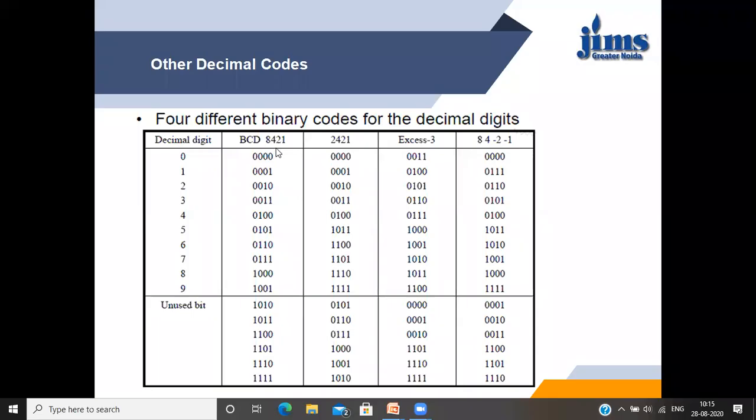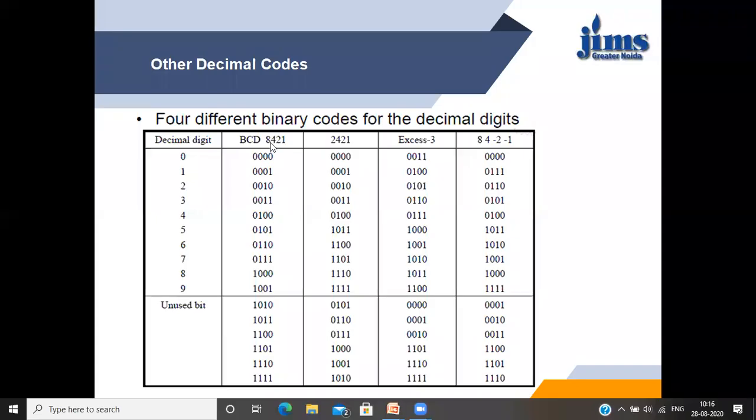So I can say that this bit is 2 raised to the power 0, then 2 raised to the power 1, 2 raised to the power 2, and 2 raised to the power 3 is equal to 8. In this manner, we have written the codes here. 0 is represented by 0000. 1 is represented by 0001, meaning the LSB is 1, so its weight is 1. If I see 6, here 6 is 0110. That means the second bit is 1, that is 2.